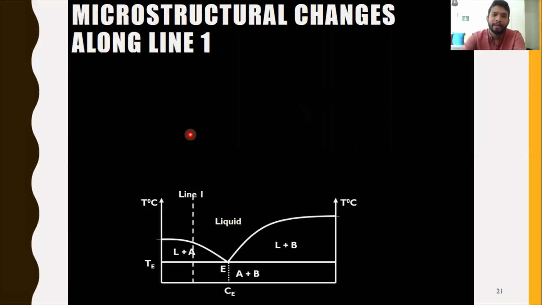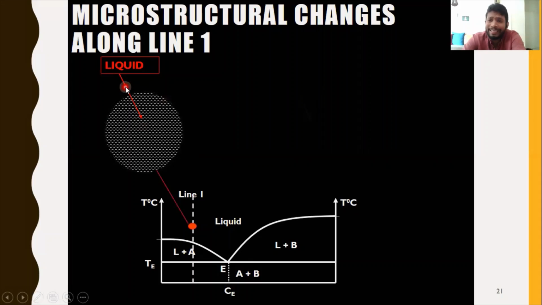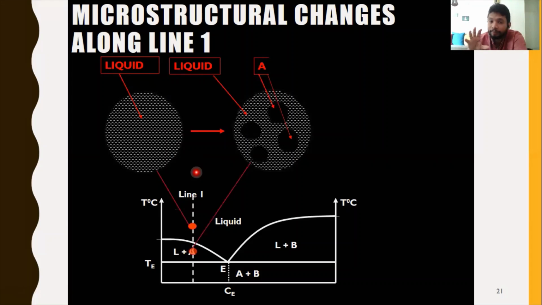Now, along line 1, how are we going to draw the structure? First, at this point, we know this is a liquid, so we can draw the liquid part. Then L and A occurs, right? Here there's no lamellar structure like earlier, just A occurs here. I have colored A in black. This happens because this composition is high in A, so A will appear first. B is not appearing right now. B will appear only after passing the eutectic temperature.